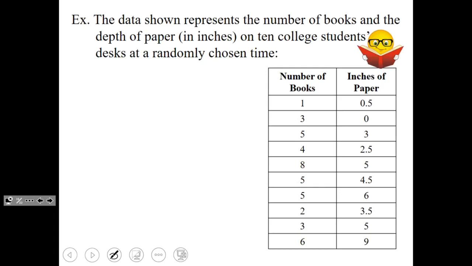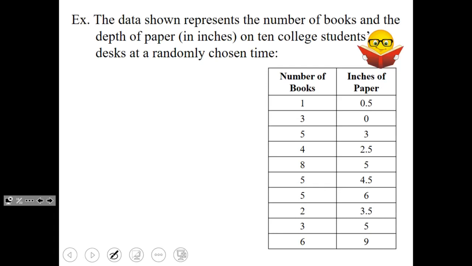Now, personally, I think about the more books someone has for classes, the more notes they're going to have to take, possibly more homework. It seems reasonable the more books someone has, that's going to affect how much paper is on their desk. It may increase it. On the other hand, it could be the more books they have, the less notes they have to take in class, so maybe they'll have less paper on their desk. But either way, the books, to me, suggest which way the paper is going to go.